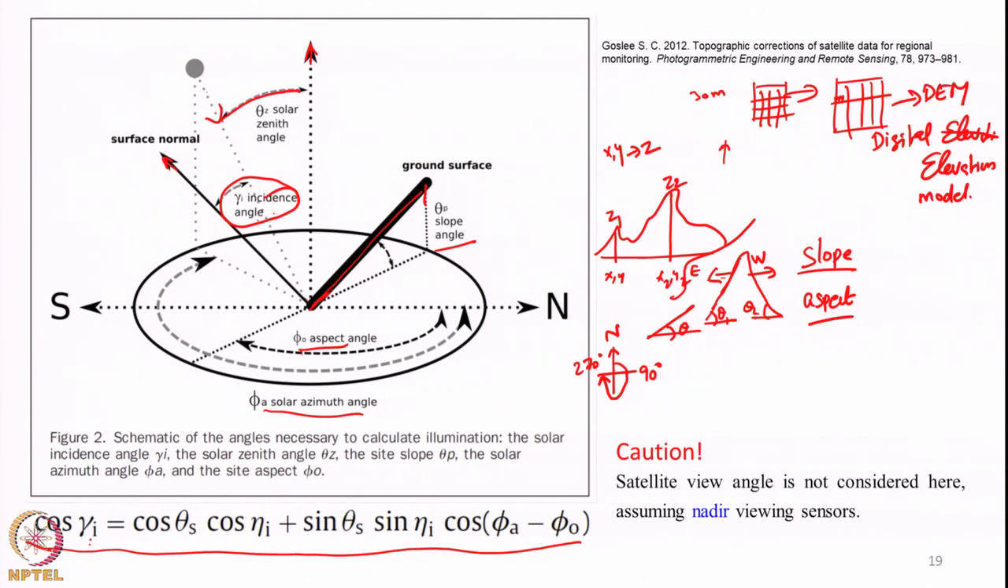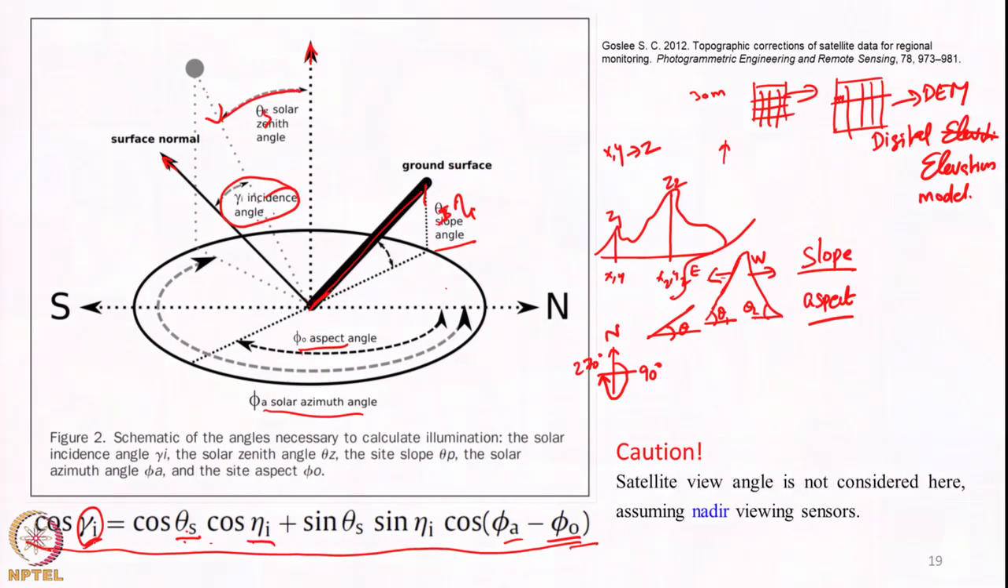So the incidence angle will tell us that, due to the presence of slope, solar radiation will not be falling in the direction in which it should; there will be a difference. So what is the angle at which the solar radiation is falling on the ground? We will be able to calculate from this formula. Here, theta s is the solar zenith angle, eta is the slope. So using the solar zenith angle and slope angle, and similarly the azimuth angle and the aspect angle, we will be able to calculate the angle at which the solar radiation will fall on the surface.